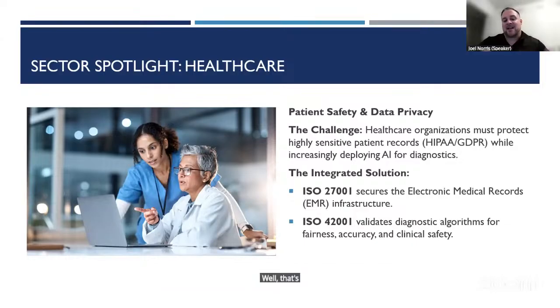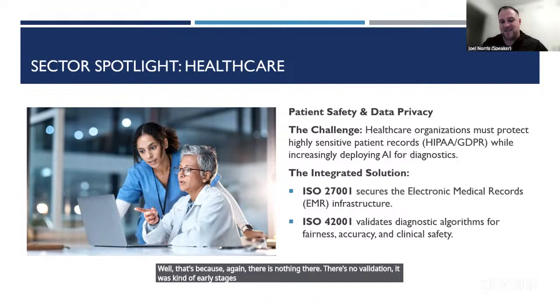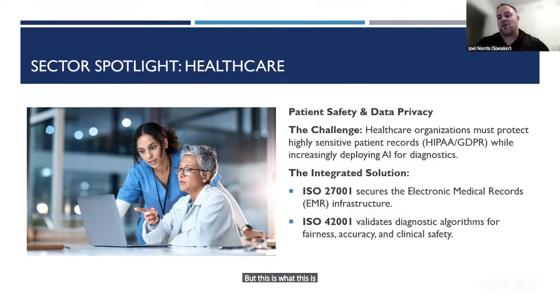That's because, again, there was nothing there. There was no validation. It was early stages. They probably shouldn't have done that. They should have left it in some other trial periods. But this is what it is: 42001 is going to be focused more on the assurance of the data.